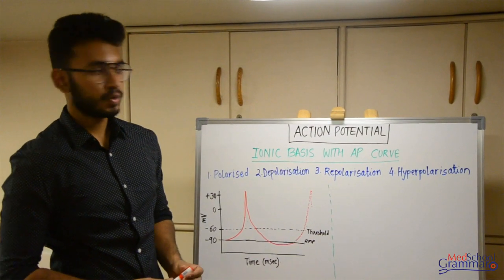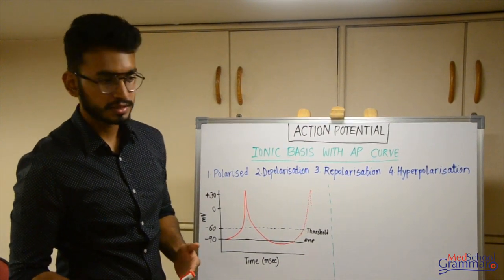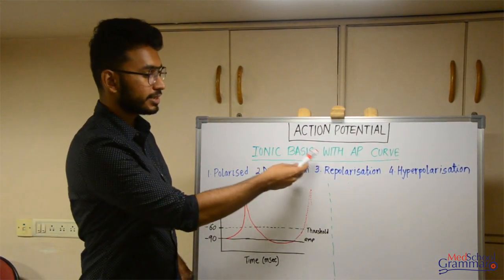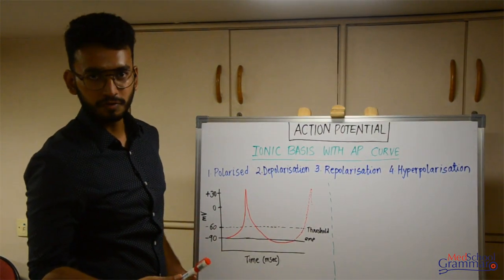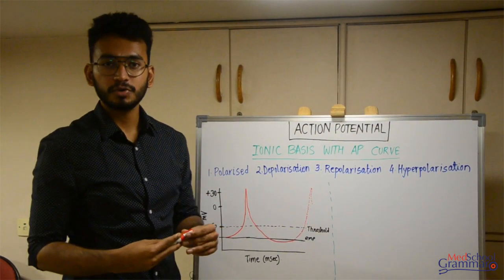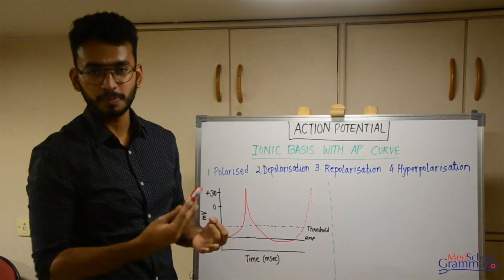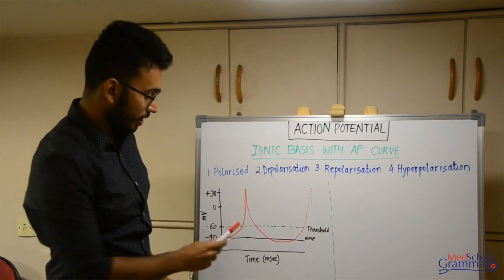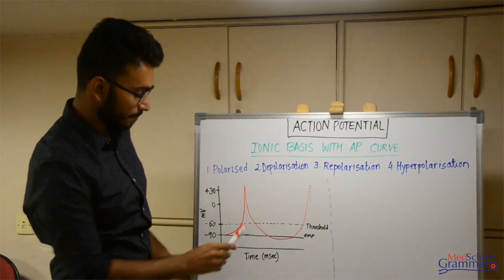Alright, so now we are done with the introduction of action potential. We have seen what action potential is. Now let's come to the ionic basis with the action potential curve. This is the action potential curve of a large myelinated nerve fiber. Now remember, action potential takes place in many other tissues like SA nodal fibers or Purkinje fibers in the heart. But here we are considering, for understanding purposes, a large myelinated nerve fiber.